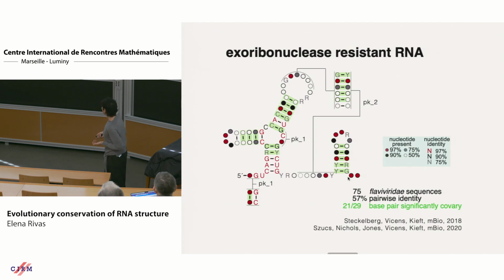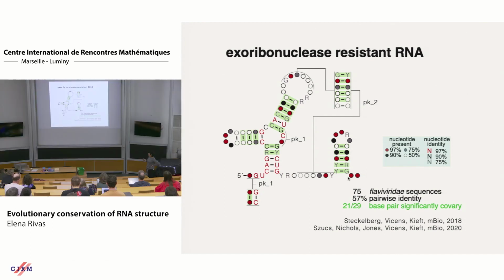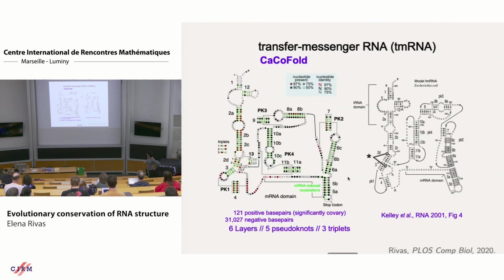So when you do that, you actually start seeing pseudoknots. So this is a viral RNA called xrRNA. It has two pseudoknots, one a little one here and this one here. Because there is covariation in both of them, CaCoFold is able to predict the structure perfectly well. This is a really interesting case. This is a really large bacterial RNA called transfer-messenger RNA. What this does is when an mRNA is stalled in the ribosome, it brings, what's that?